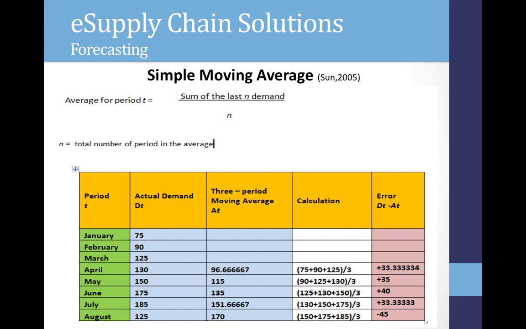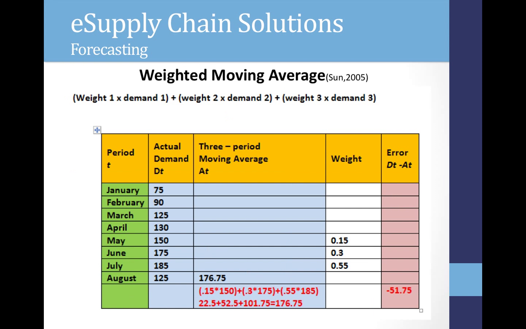And if we deduct this amount from the actual demand, we're going to have minus 45, which is the error and the bias generated through this method. The good point of this method is the quickness and the ease of use, and the weakness of this method is that it forgets the previous demand. The second one is a weighted moving average.